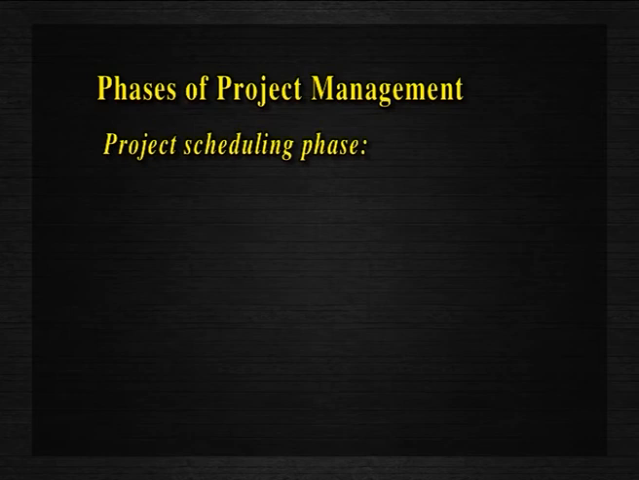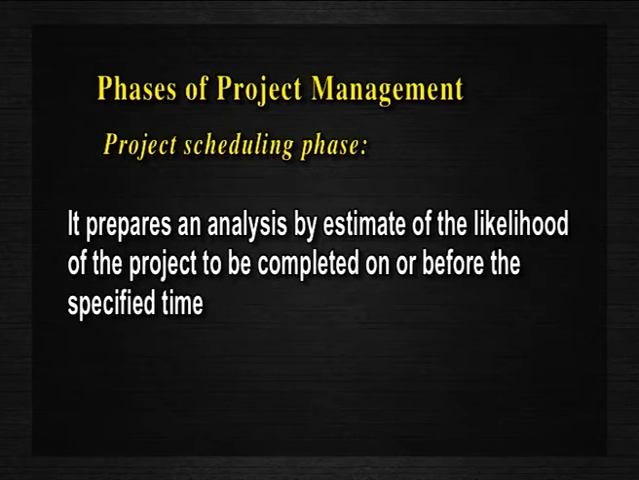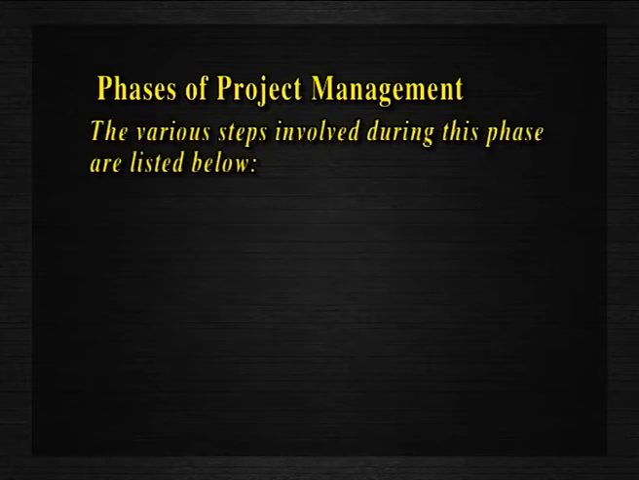Coming to the project scheduling phase. Once all work packages, that is tasks, have been identified and given unique names or identifiers, scheduling the project, that is, when each of the activities is required to be performed, is taken up. It prepares an analysis by estimate of the likelihood of the project being completed on or before the specified time. The various steps involved during this phase are listed below.